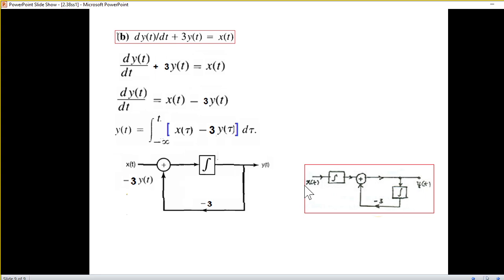Okay, just for your knowledge, this is what the solution manual has given for this one.